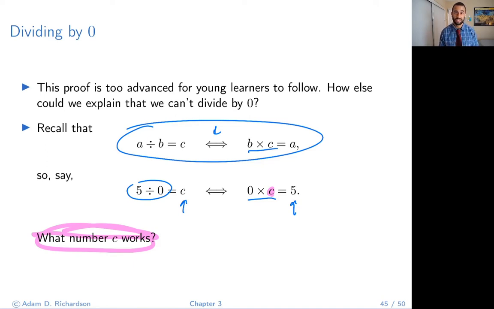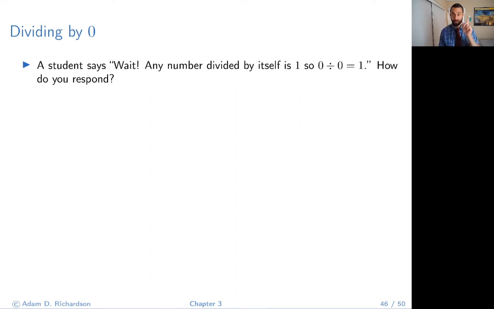That's right. There is no number C. No number C works, right? So that's a good way to explain to a child that you can't divide by 0. That's a good way to do it. But wait, a student says, hey, you said any number divided by itself is equal to 1, so that means that 0 divided by 0 is equal to 1. It must be equal to 1. How do you respond?